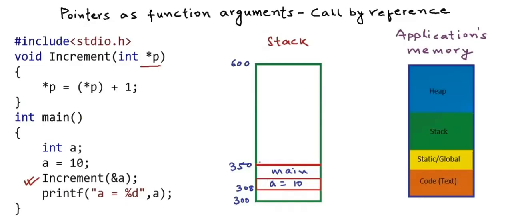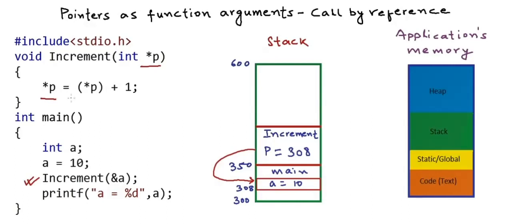Now when the main method calls increment, a local variable corresponding to the parameter p is created, and this is a pointer to integer. The value that gets copied or stored in this particular variable would be 308, the address of a. So p is pointing to a. Now in this statement here, when we say asterisk p, we dereference this address. So we are saying here that asterisk p is the value at the address stored in p.